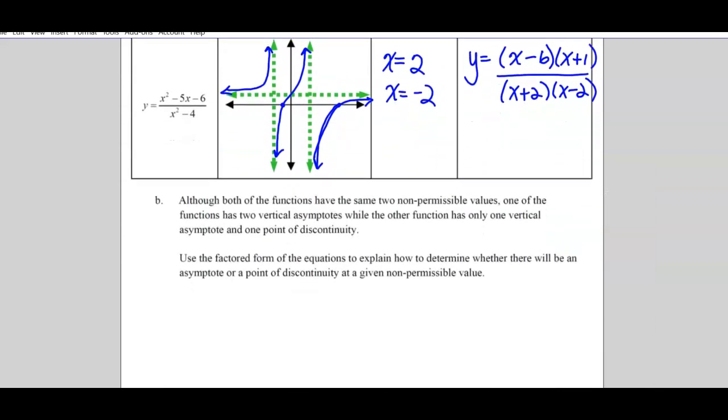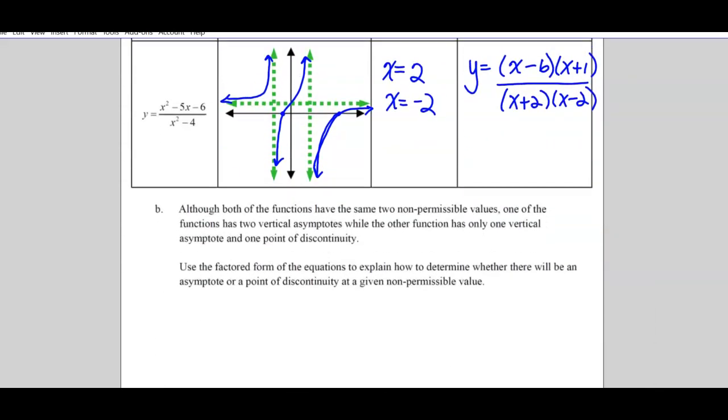So we've done some of that work down here. It says, although both of the functions have the same two non-permissible values, one of the functions has two vertical asymptotes. The first one has only one vertical asymptote and one point of discontinuity. Use the factored form of the equations to explain how to determine whether there will be an asymptote or a point of discontinuity. So I set it vertically, but at any given non-permissible value.